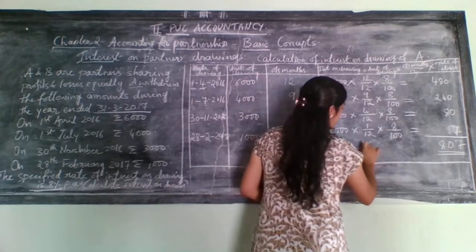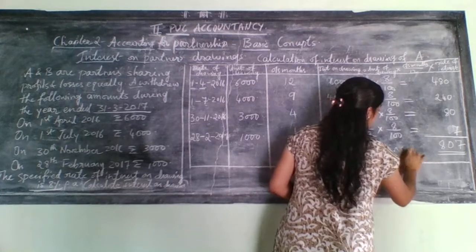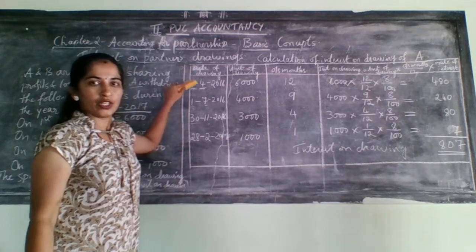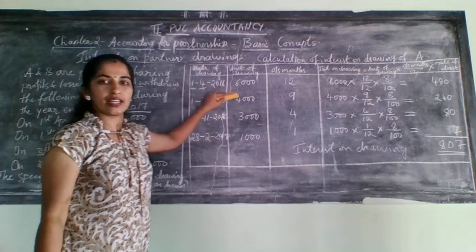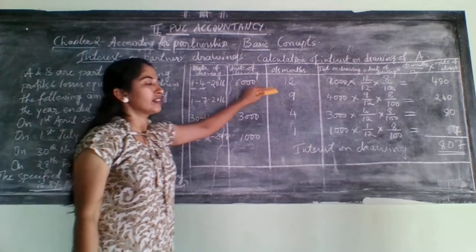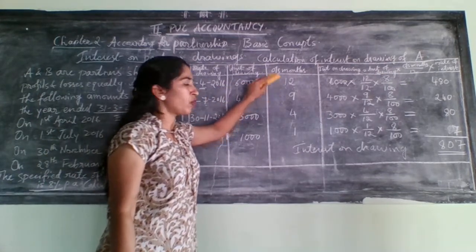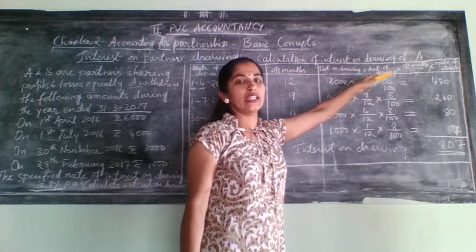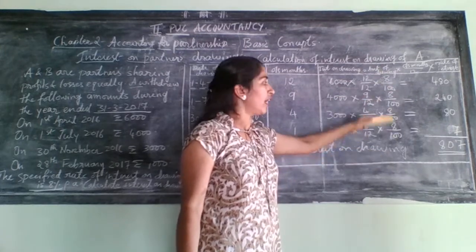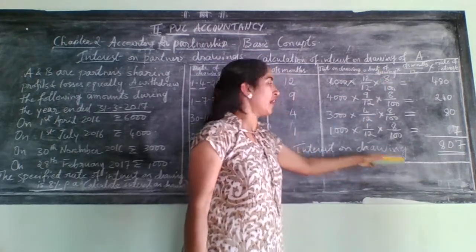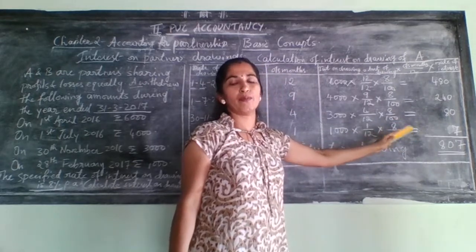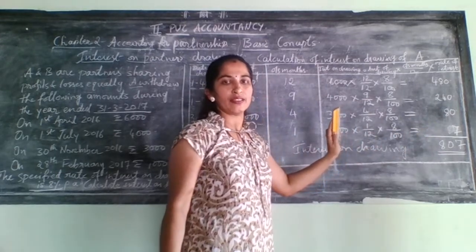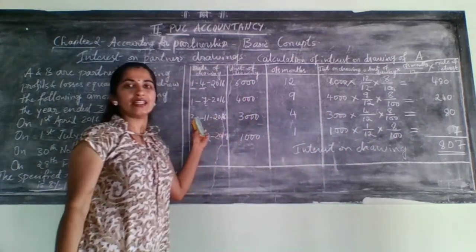Interest on drawing of A is how much now? It is 807. First step, you need to write the date of drawing. Second step, write the amount of drawing. Third step, find out the outstanding months. Next step, apply the formula and find out interest on drawing of each drawing. And lastly, add all and write it as the total for one complete year. For one complete year, what was his interest on drawing amount? Got it? So this is about the direct method.